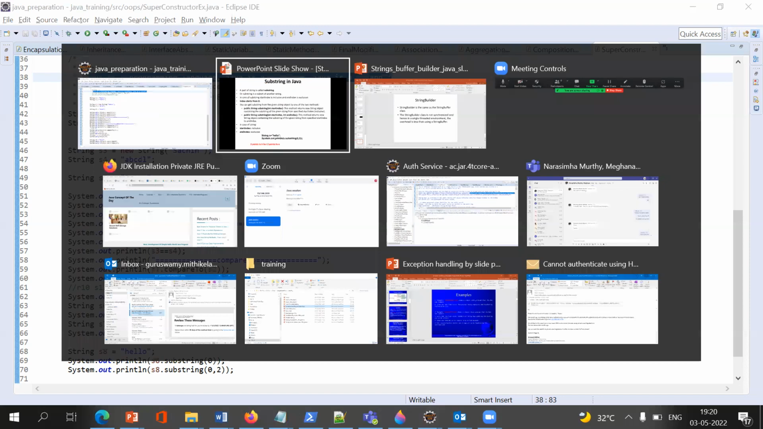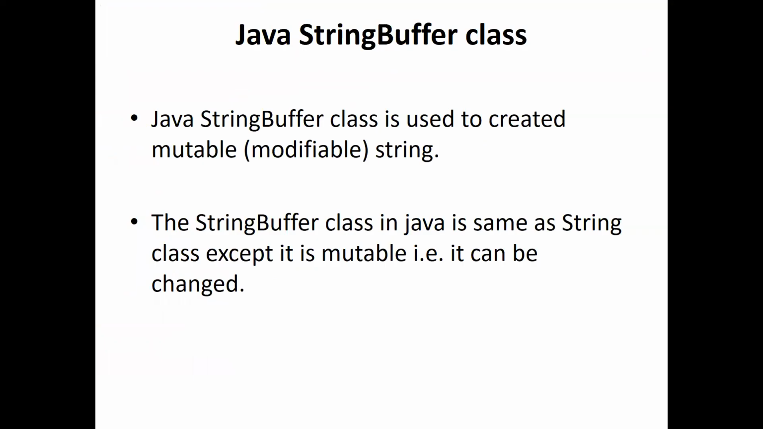Now it's StringBuffer. So we have completed String and we are moving to StringBuffer. As we know, String is immutable. Immutable means once it is created, it cannot be modified. So that is the immutability. To provide mutable behavior, they have introduced StringBuffer. Mutable means once it is created, it can be modified.